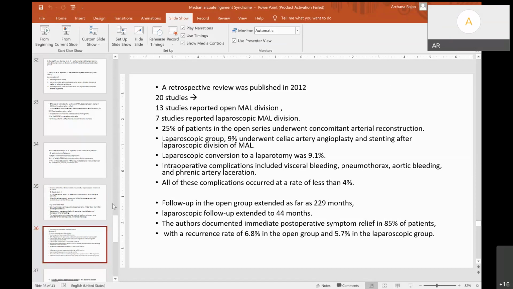Intraoperative complications included visceral bleeding, pneumothorax, aortic bleeding, and phrenic arterial laceration in laparoscopic patients. All of these complications occurred at a rate of less than 4%. The follow-up of the open group was 229 months and laparoscopy extended up to 44 months. The authors documented immediate postoperative symptom relief in 85% of the patients, with a recurrence rate of 6.8% in the open group and 5.7% in the laparoscopic group.